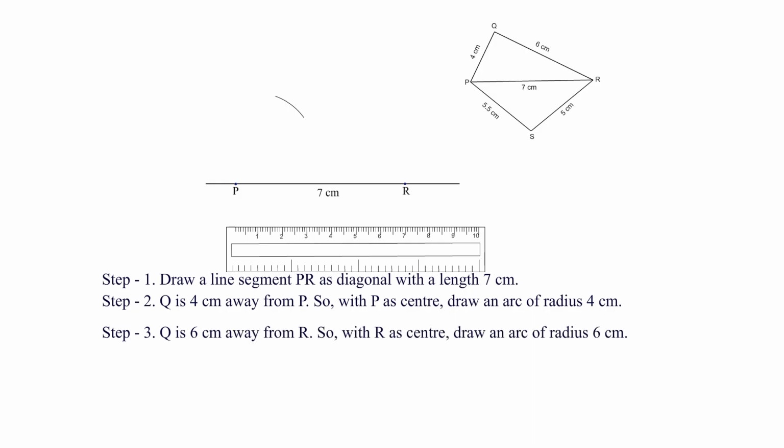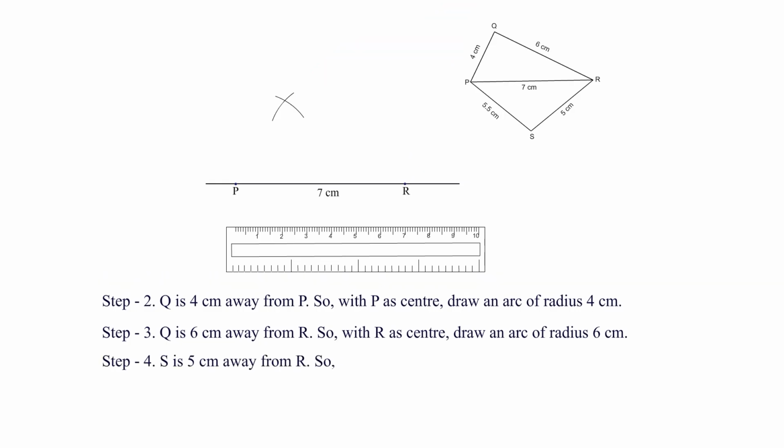Third step: Q is 6 centimeters away from R. So with R as center, draw an arc of radius 6 centimeters. Right? Very interesting and very easy also. So with R, draw another arc. These two arcs cut at a point called Q.